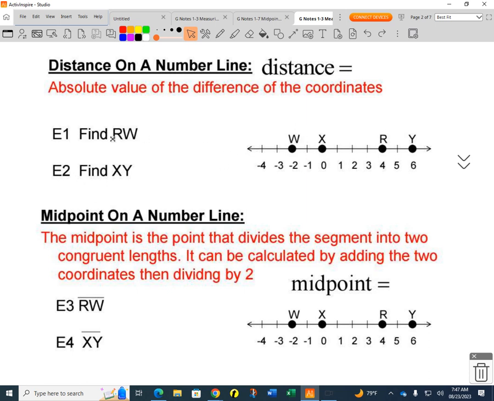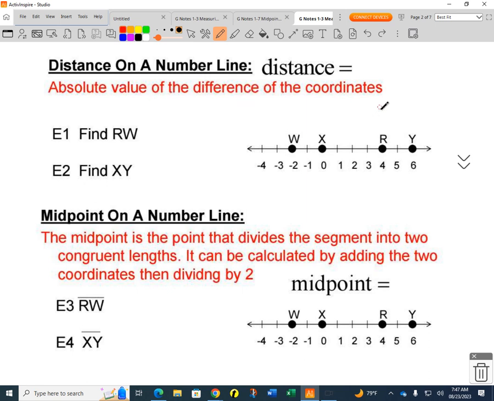But what if they had a number line and it had negative 223 for W and positive 258 for Y, right? And they wanted us to find the distance between the 2 points. Well, that would be a little bit hard to count, right? There's a couple ways around it, but we're going to use this formula. The formula is the absolute value of the difference of the coordinates.